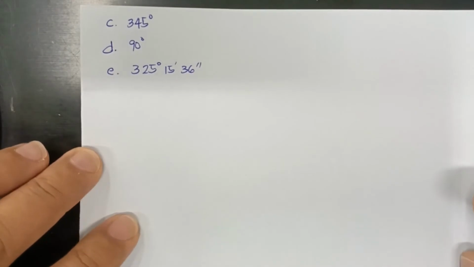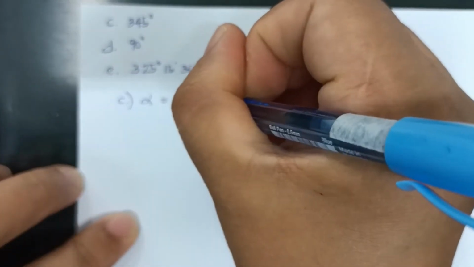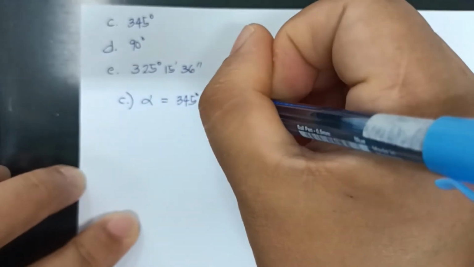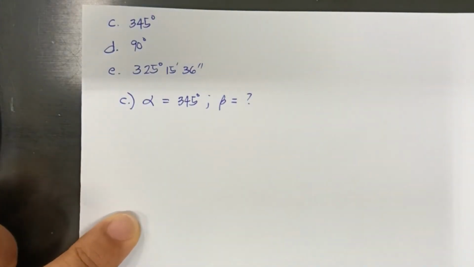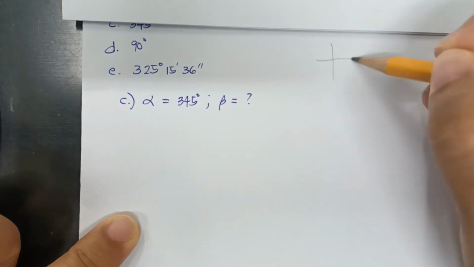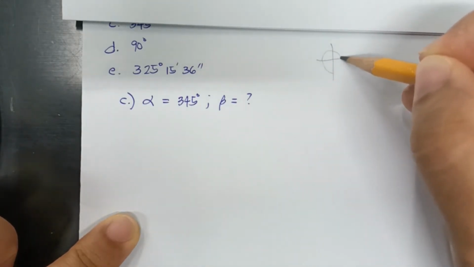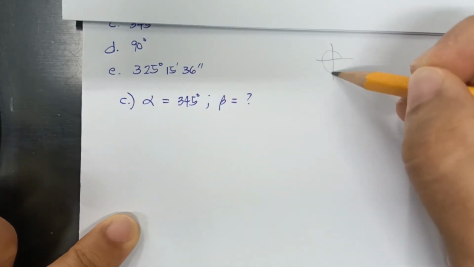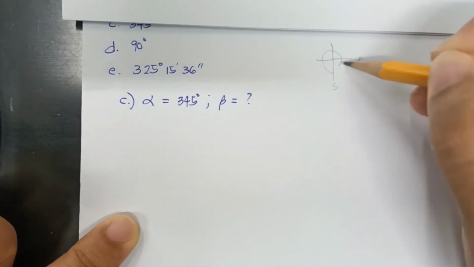Okay, for letter C, the azimuth is 345. So we have C, alpha is equal to 345 degrees, and we are asked to solve for beta. So 345 is somewhere here. This is 90, 180, 270, and then it will go back to 360. So 345 is in the southeast quadrant.